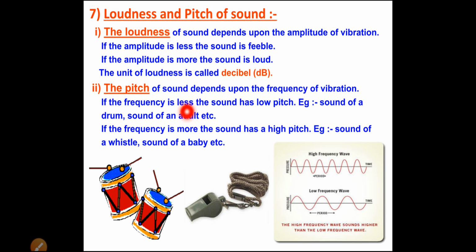If the frequency is low, the sound has a low pitch, and the sound of a drum or the sound of an adult person are examples of low pitch. If the frequency is high, then the sound has a high pitch. Examples are the sound of a whistle, or the sound of a small baby when it starts crying. We put fingers in our ears. When someone whistles loudly, we also keep a finger in our ear. So that is a high pitch sound, because the frequency of the sound is more.